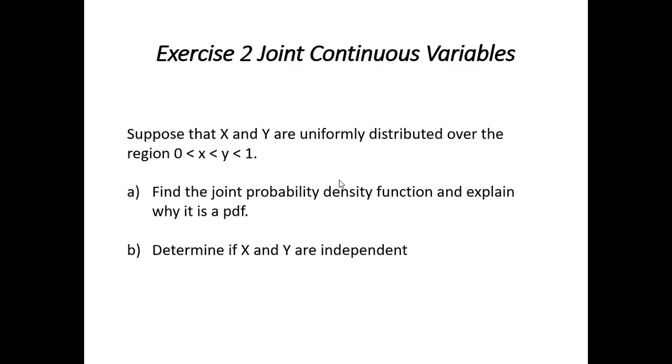Suppose that x and y are uniformly distributed over this region in the plane: 0 is less than x, which is less than y, which is less than 1. Can you imagine this region? What does it look like? Well, the first step might be to create a graph of this. Then we're asked to find the joint probability density function and explain why it's a PDF. That's part A. And part B, once again, determine if x and y are independent.